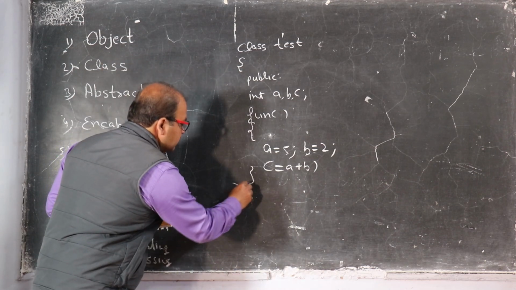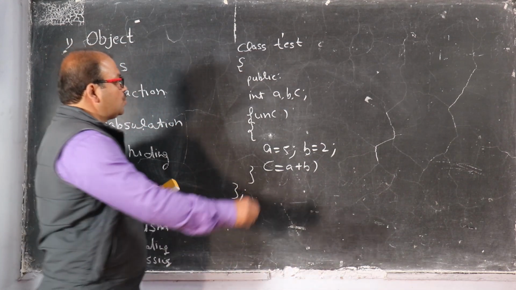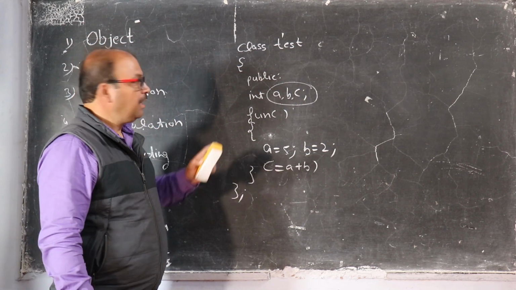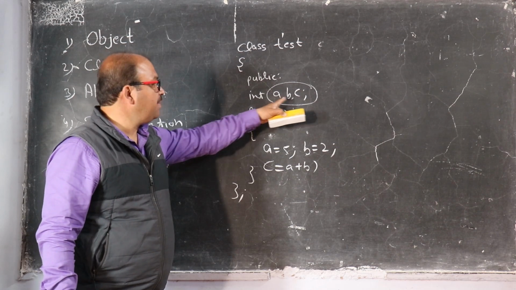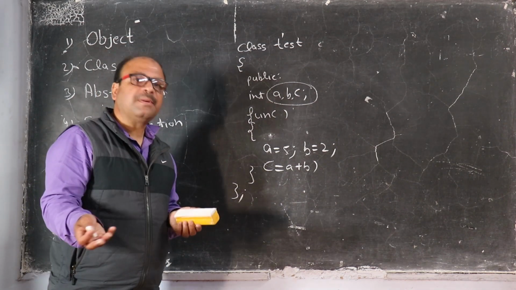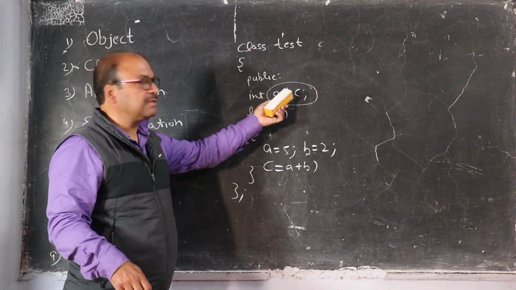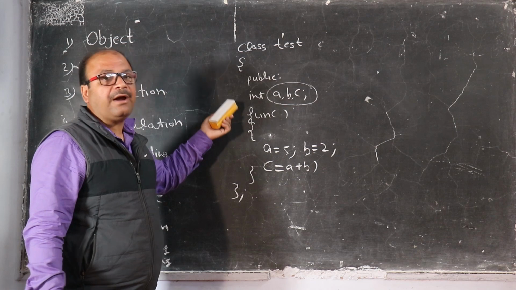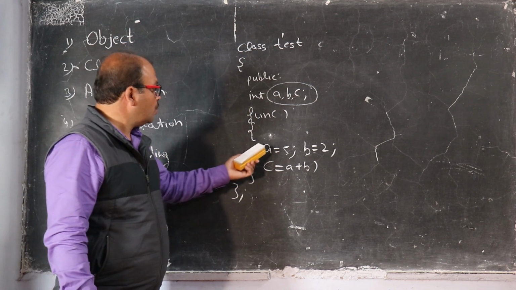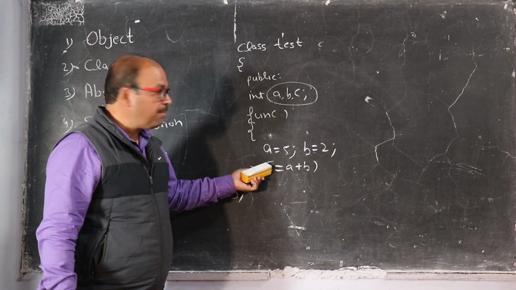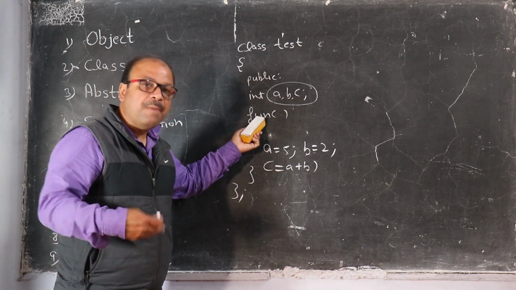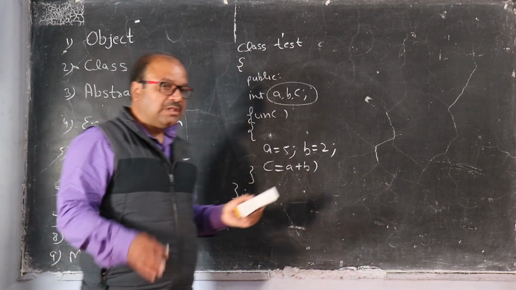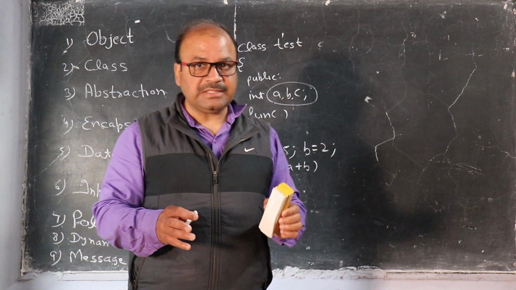Now, this is the end of the class. These are the data members declared inside the class: A, B, C are the data members. These are variables in C language, but now they are called data members. A member function is a function declared or defined inside the class. So A, B, C are the data members, and the function is the member function of that class. So we have the wrapping of the data members and member functions inside the class.